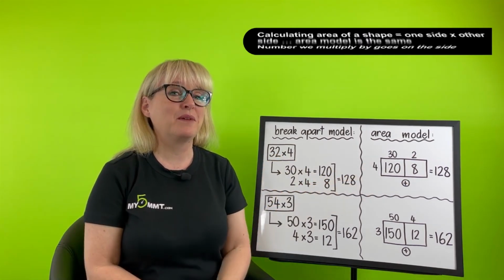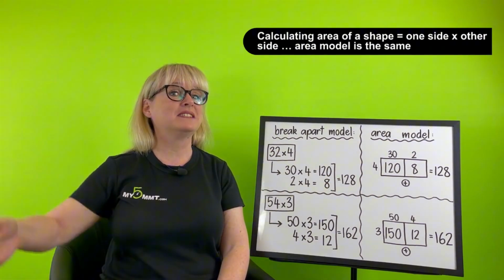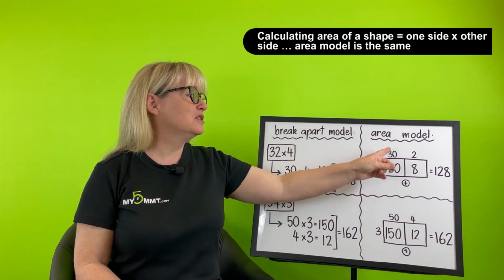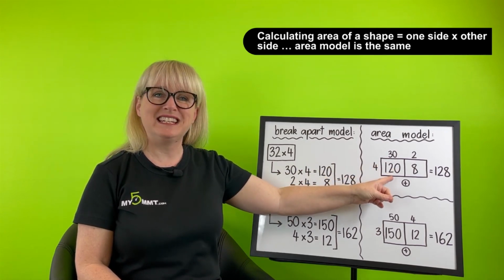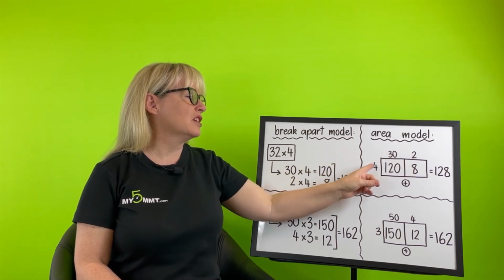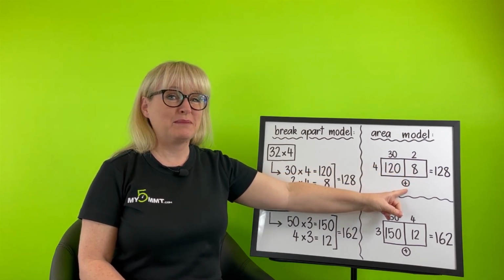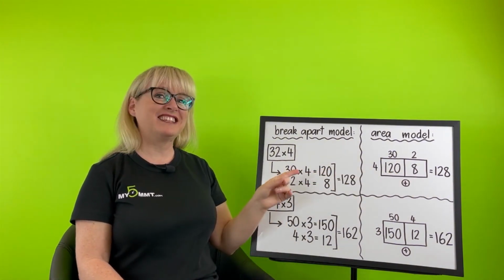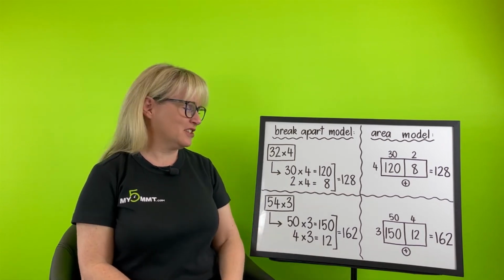Now, just like when we're calculating the area of a shape where we do one side times the other side, we're doing that with the area model. We're doing 30 times 4 and we get 120. Then we move to 2 times 4 and we get 8. Then we need to add those two numbers together to make our answer 128, which is exactly the same as our break-apart model answer. Let's look at another question.